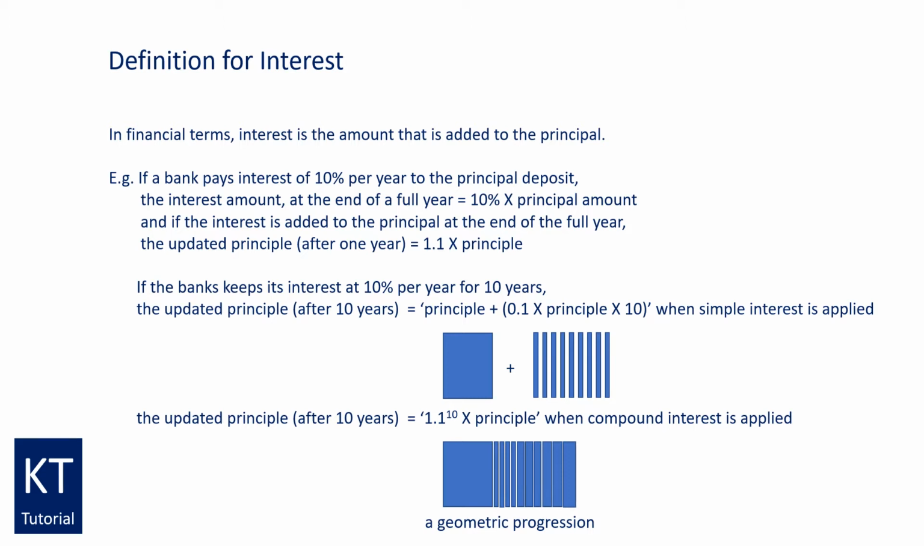Now, if the bank keeps its interest at 10% per year for 10 years, the updated principal after 10 years is equal to the principal plus 0.1 times principal times 10 when simple interest is applied. Whereas the updated principal after 10 years is 1.1 to the power of 10 times principal when compound interest is applied.